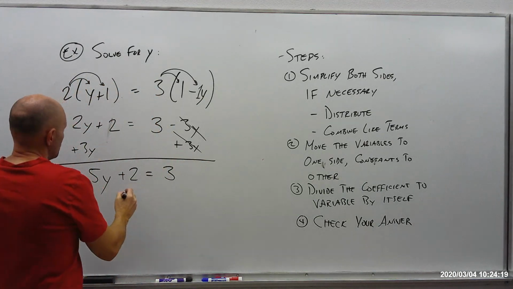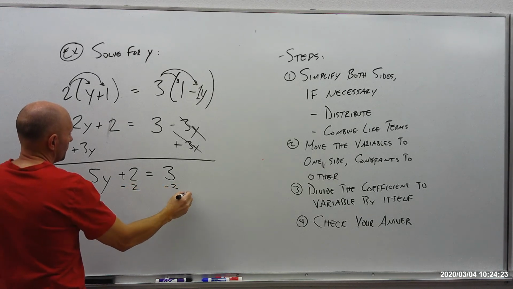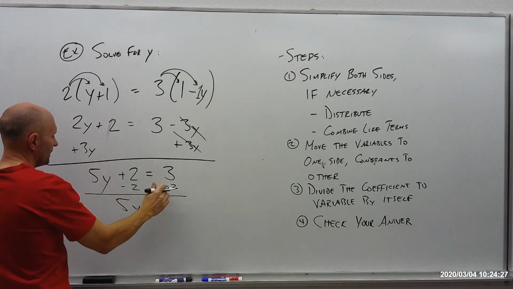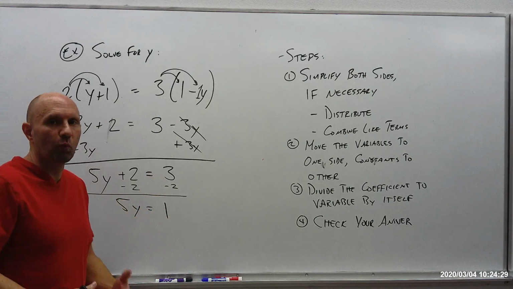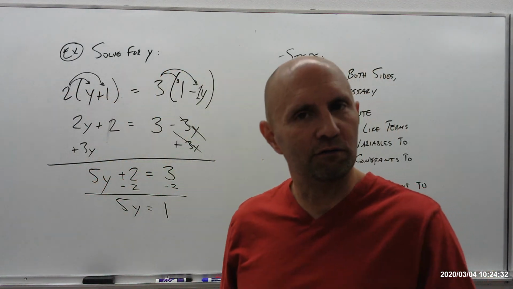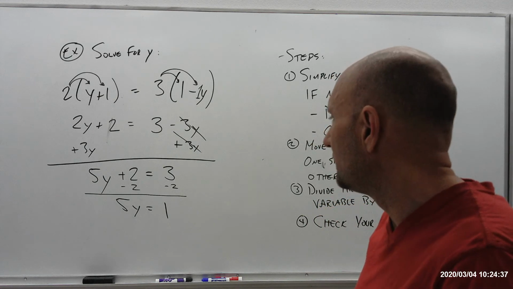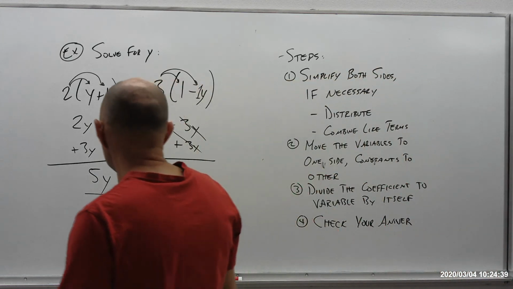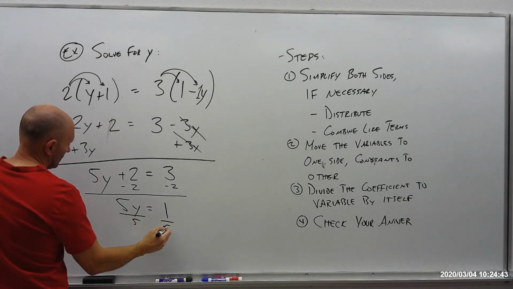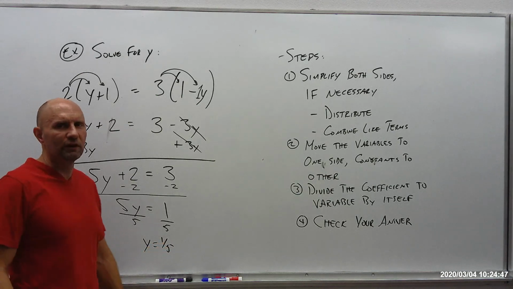Move the 2. So again, it's the opposite. I need to subtract 2 from both sides. So I get 5y equals 3 minus 2, which is 1. So now I've completed step 2. I have the variables on one side. I have the numbers on the right. So divide by the coefficient. The coefficient is 5. So I get what? y equals 1/5.